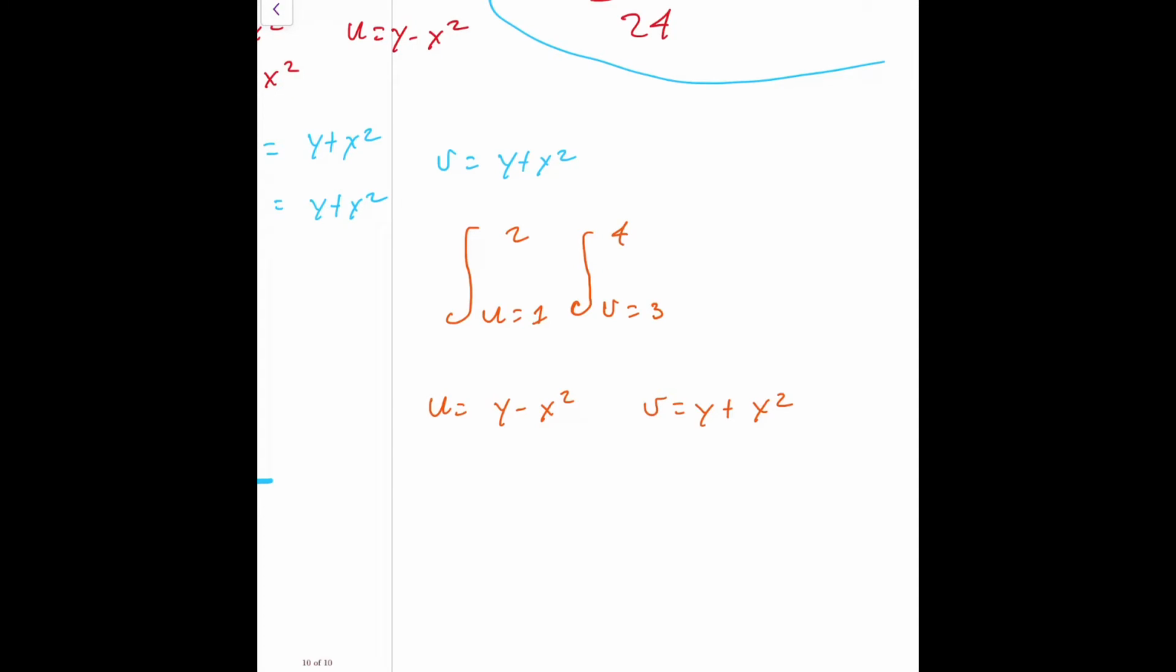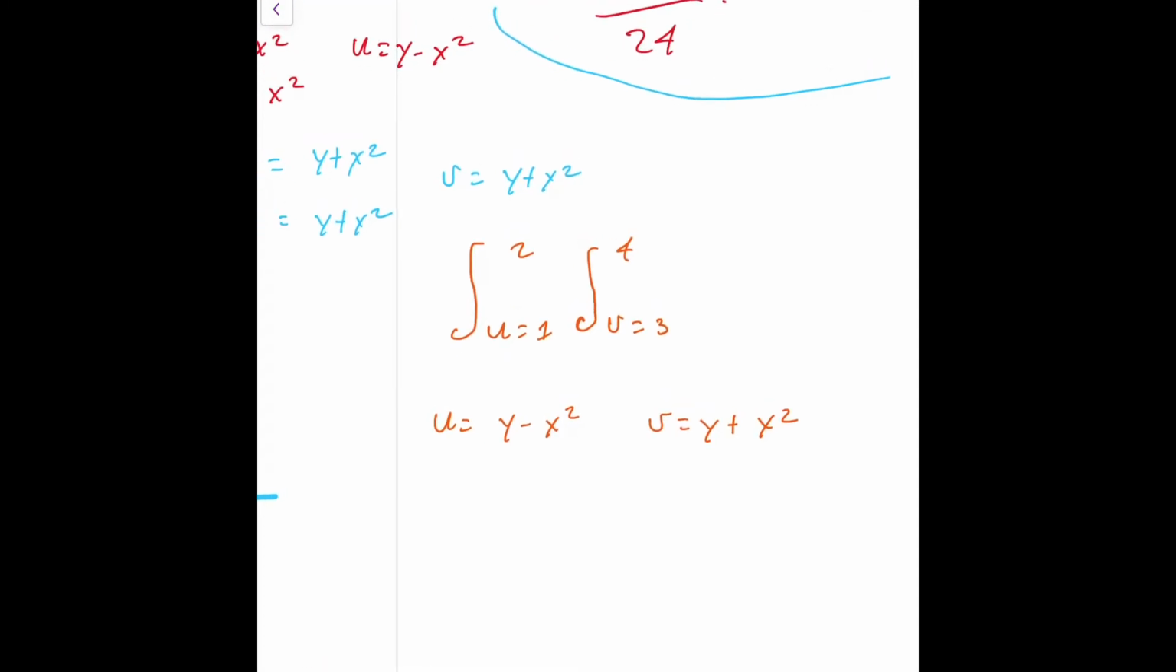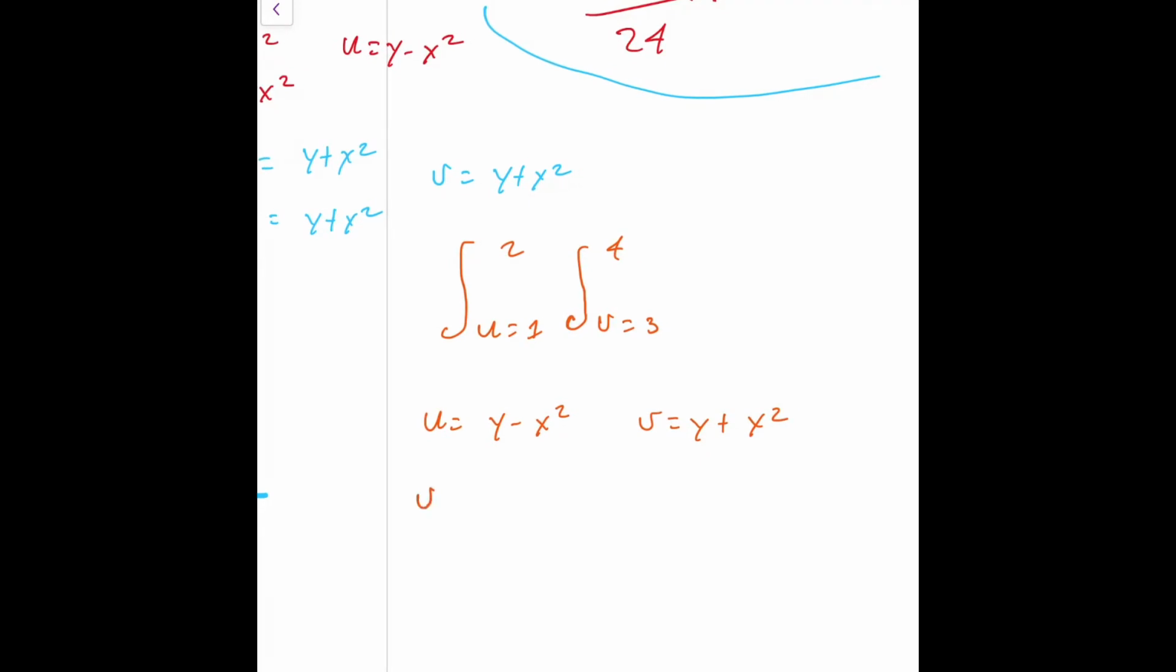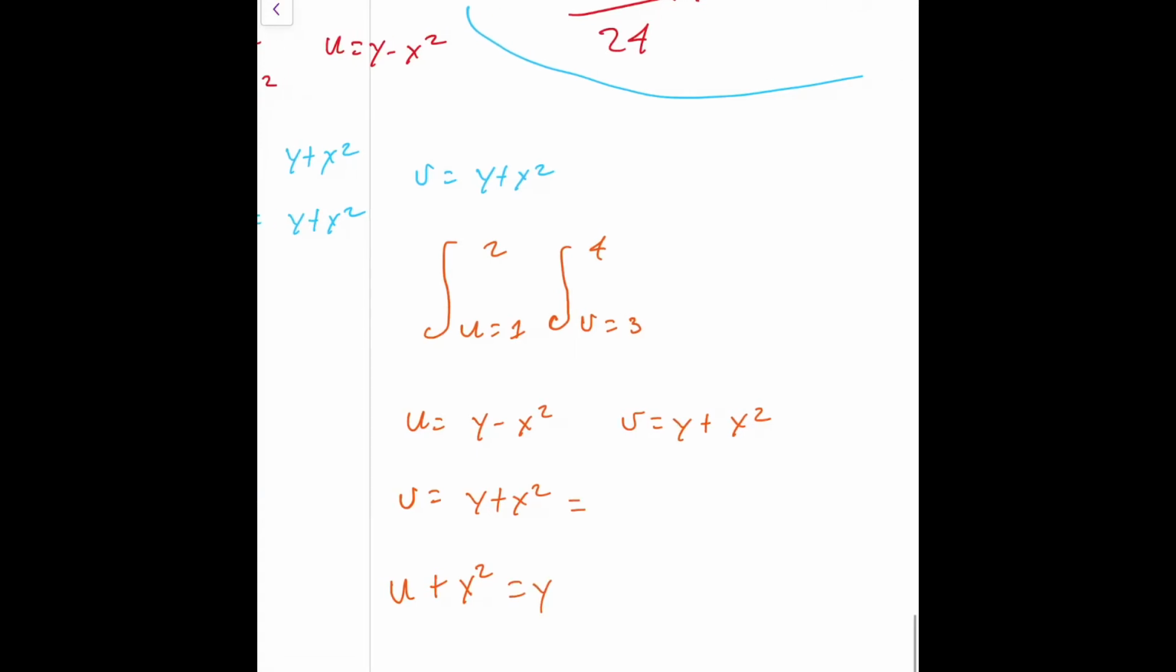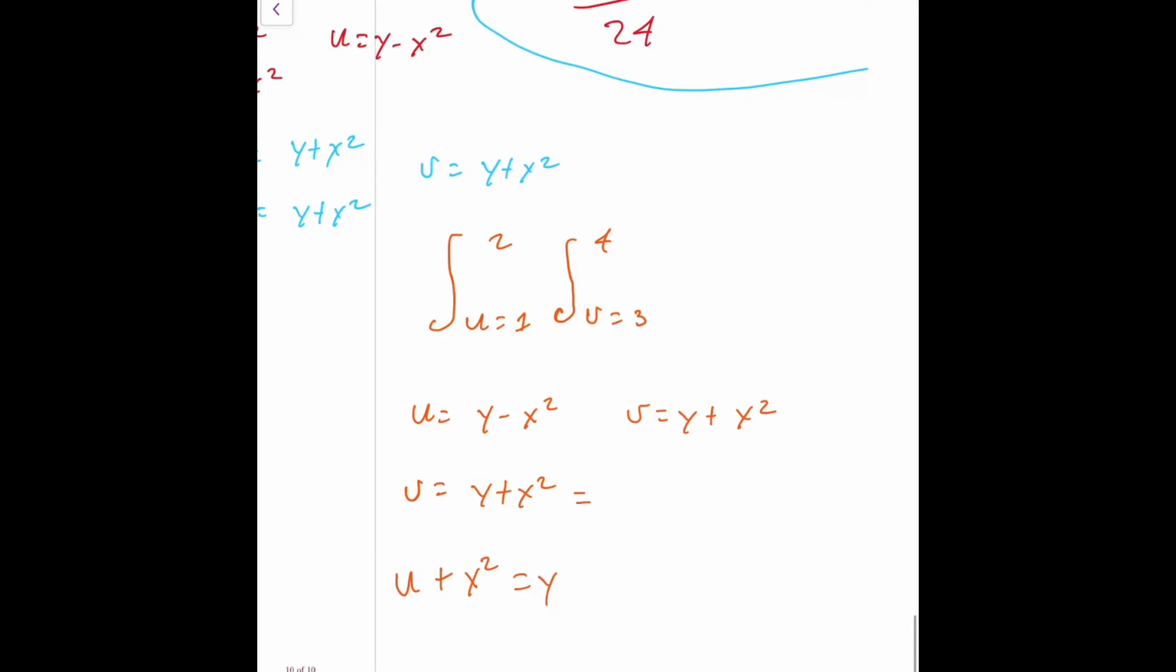Okay. So there's a couple of ways to do this. This is a system of equations, so let me just write it stacked on top of each other. So this is v is equal to y plus x squared. We want to write x and y in terms of u and v, so u and v are like the knowns. If I look at the top equation, this tells me that u plus x squared is equal to y. So then y is equal to u plus x squared, and v is equal to y plus x squared.